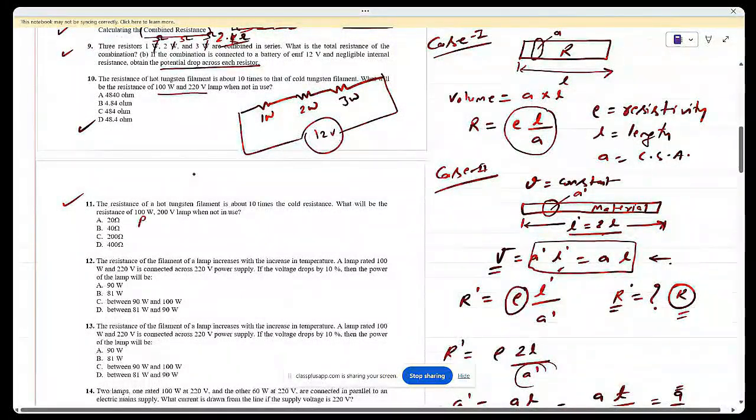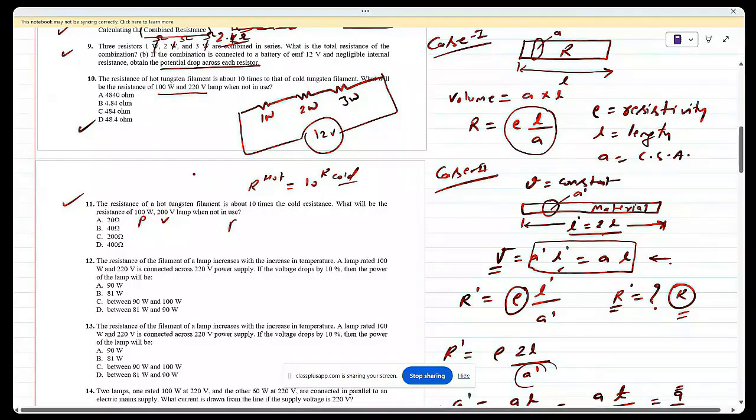This is P, this is V, and this is what is given. R hot is equal to 10 times R cold. So you can write P is equal to V square upon R hot. Simple. So you can find the value of R hot in question number 11, and we can solve it here, no issue.